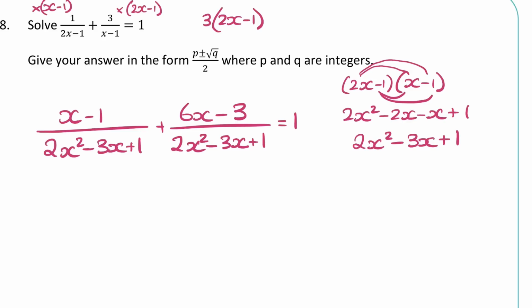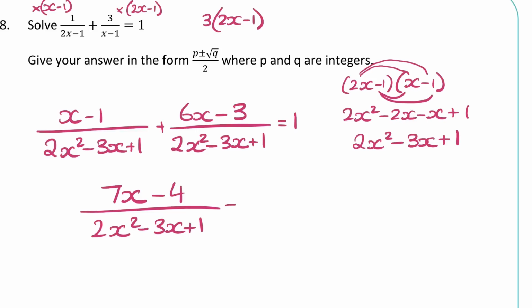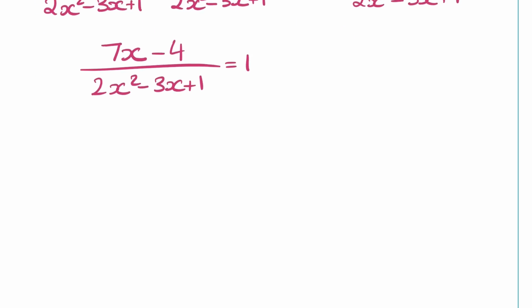There we go. So I need to add these two fractions together. When we add them together, we've got 6x and 1x, so that's 7x. Negative 1 add negative 3 is negative 4. So there it is as a single fraction now, over 2x squared minus 3x plus 1, and that's equal to 1. We need to move that denominator to the right-hand side. So we need to get rid of that so it's in a straight line. So we have 7x minus 4 is equal to 2x squared minus 3x plus 1.